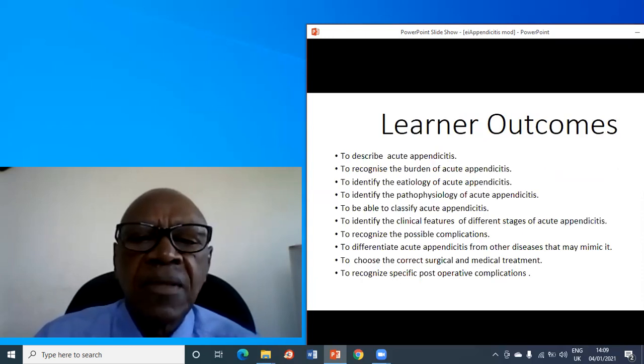Learning outcomes: to describe acute appendicitis, to recognize the burden of acute appendicitis, to identify the etiology of acute appendicitis, to identify the pathophysiology of acute appendicitis, to be able to classify acute appendicitis, to identify the clinical features of different stages of acute appendicitis, to recognize the possible complications, to differentiate acute appendicitis from other diseases that may mimic it, to choose the correct surgical and medical treatment, to recognize specific post-operative complications.